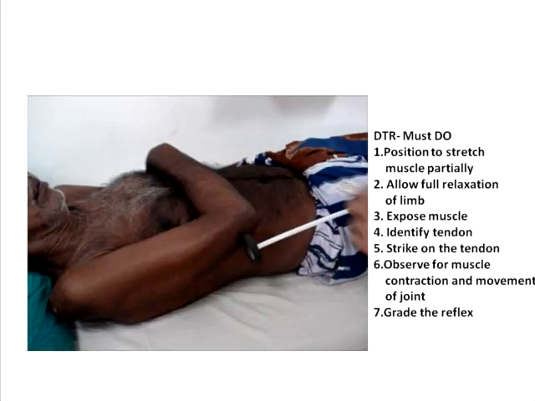Then identify the tendon where you are going to strike with the knee hammer. Give a controlled strike on the tendon. You observe for two things: observe for the muscle contraction and the movement of the joint. Depending on that, you grade the reflex. So these are the bedside principles you should remember, which are applicable for all deep tendon reflexes.